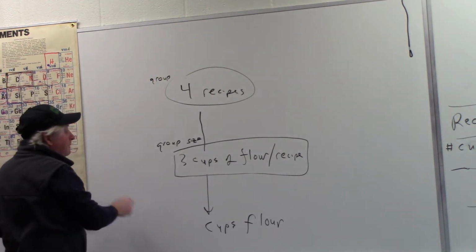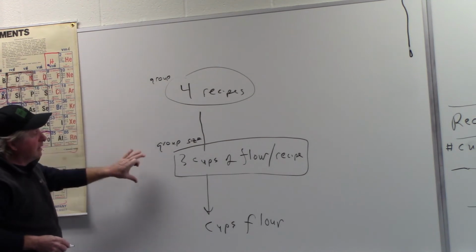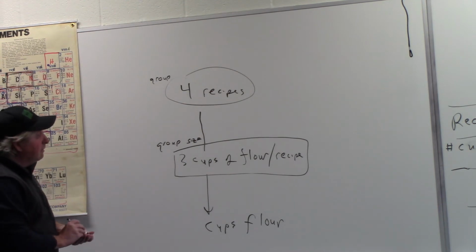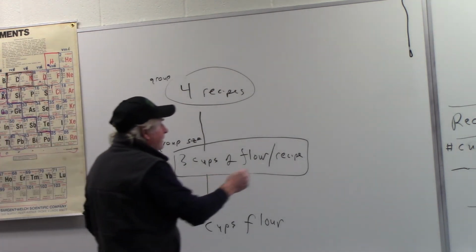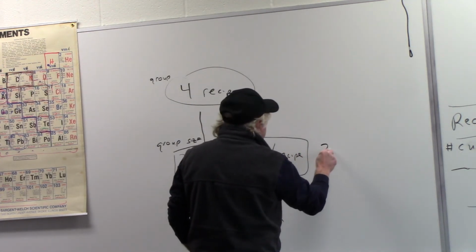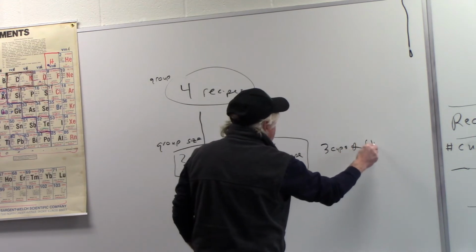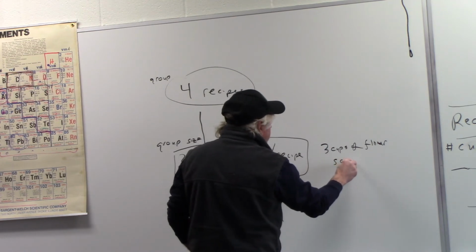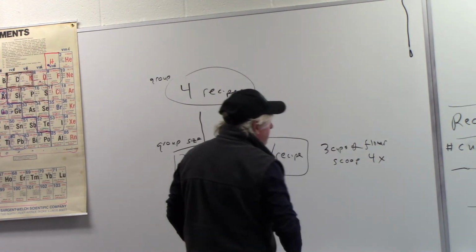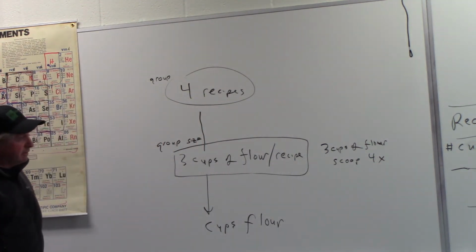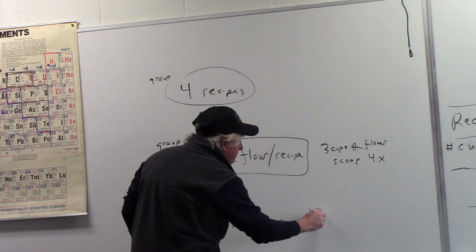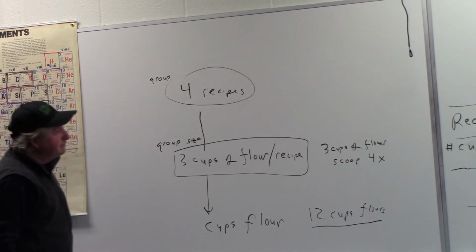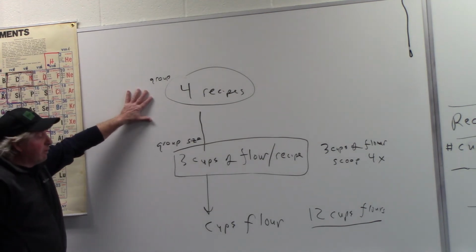And what I'm doing is I'm emptying out each recipe. Each recipe has 3 cups of flour, and I'm going to empty that out and end up with so many cups of flour. So the way that I do that, I take 3 cups of flour and I scoop 4 times, or I take 4 of those cups. And when I do that, I'll end up with 12 cups of flour. So I went from a small number, 4, to a large number.